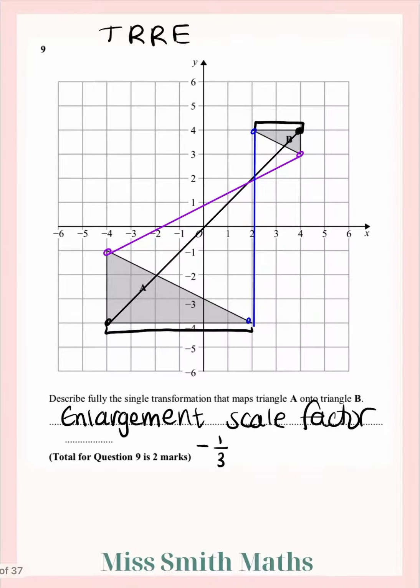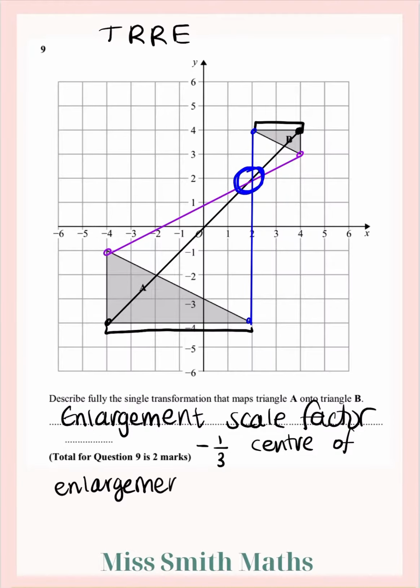As you can see, obviously my lines aren't all perfect, but they all meet here. So I've got an enlargement of scale factor negative a third with centre of enlargement at 2, 2, because that's my coordinate, 2, 2. And that's it.